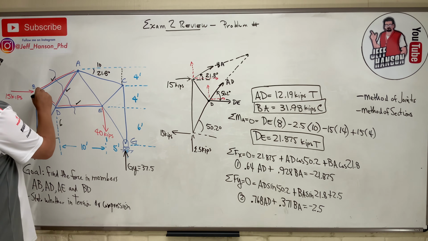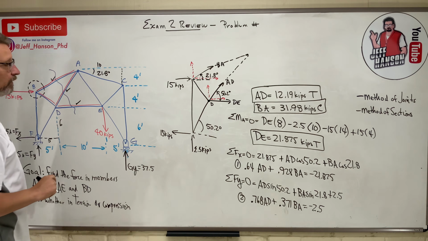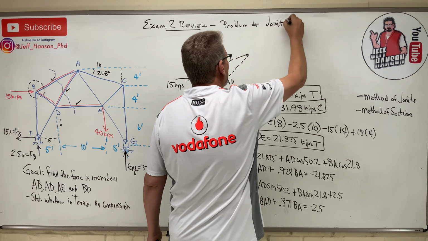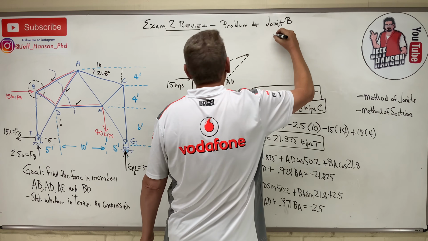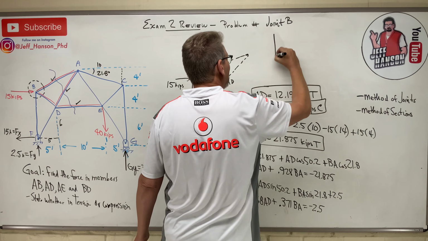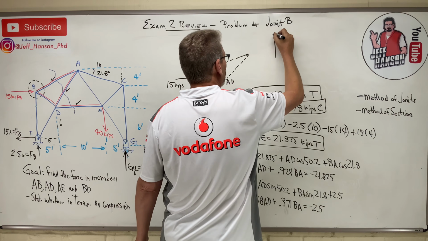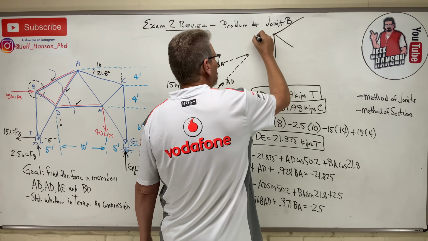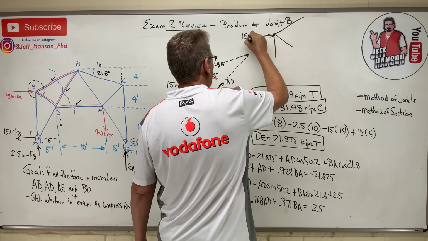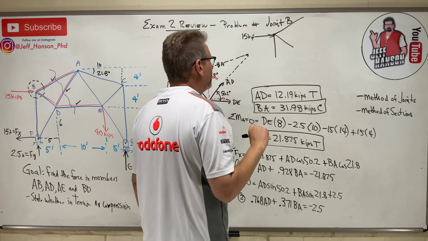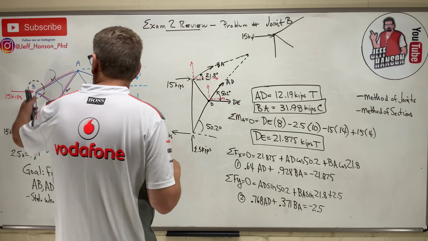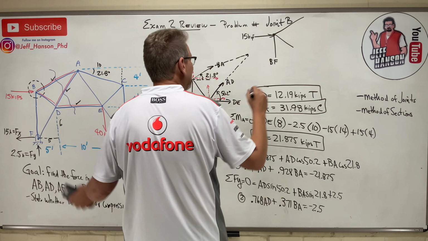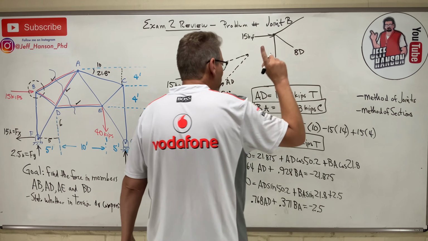Well, how about we just do a little method of joints of joint B. Joint B looks like this. It's got one going straight down, one going like that, and one going like this, and then 15. So this one down here is BF, and then this one over here is BD.